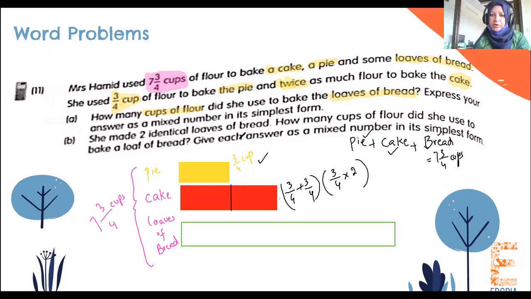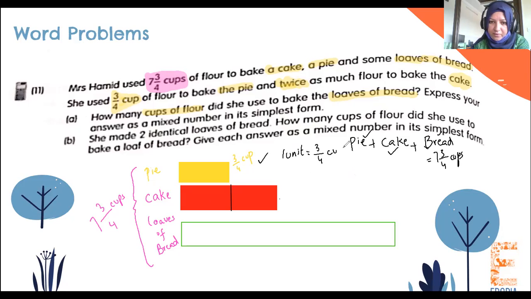Now, for pie, we have 3 by 4 cup. Let's find out what's the value of cake. You can do this way as well: if 1 unit is equal to 3 by 4 cups, then these are 2 units. So 2 units would be equal to 3 by 4 cups times 2. And you know this, that whenever there is multiplication of fractions, you can simplify it easily by cutting.